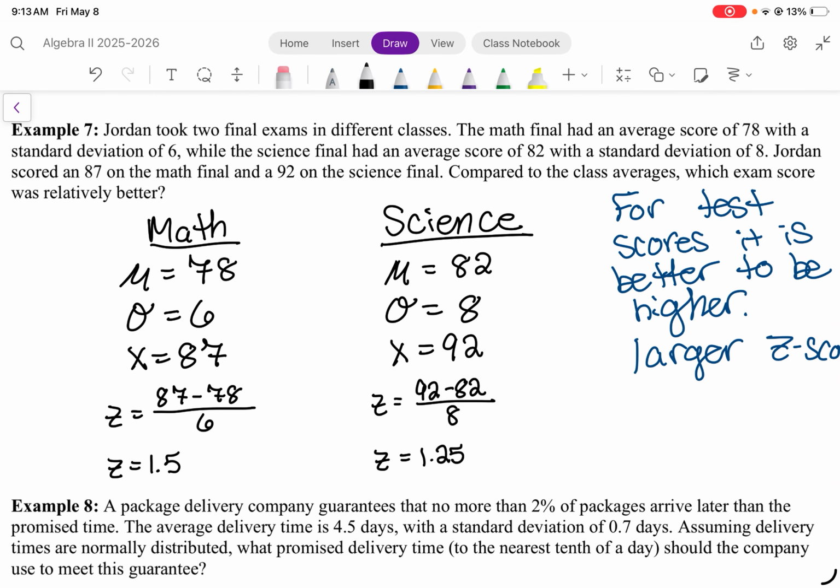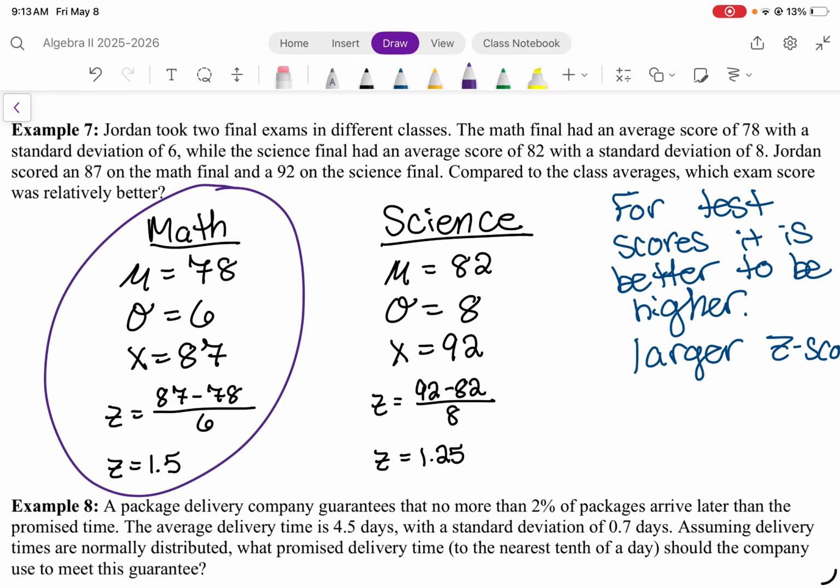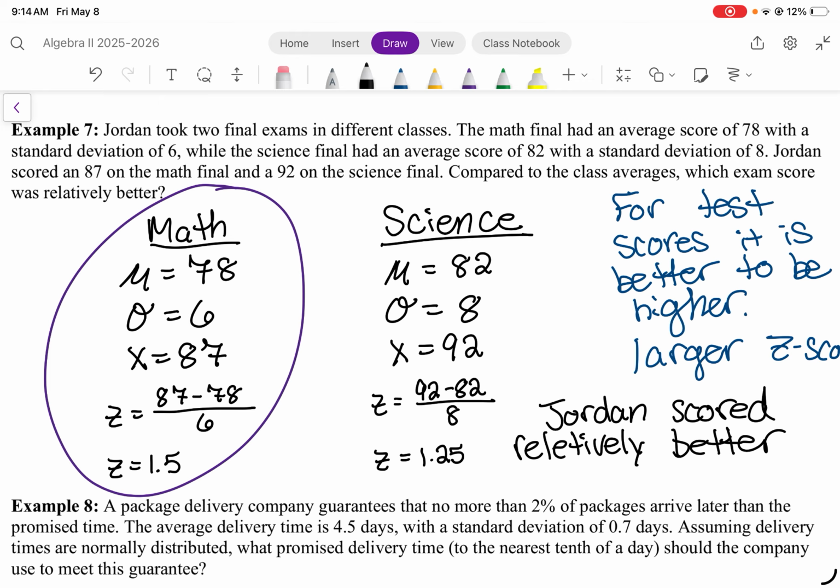Okay, so both of these, he did get above average on his test scores, but we want to figure out which one he was more above average or the highest z-score. And if we look, we have 1.5 and 1.25. So that means his math test score was more above the average than he was in science. So for this one, when we compare it to the averages in the class, he scored relatively better on the math test. So Jordan scored relatively better on the math test.